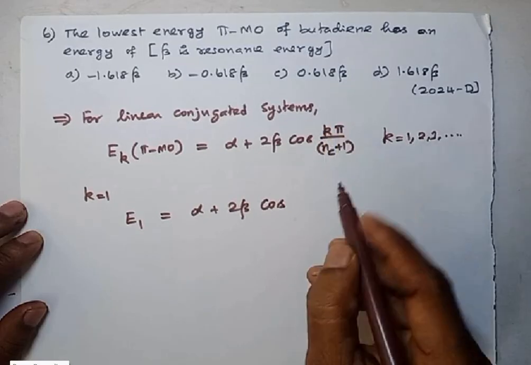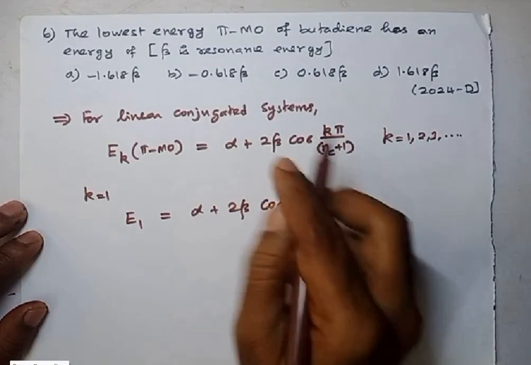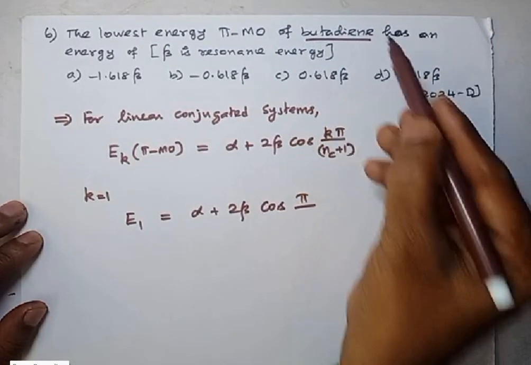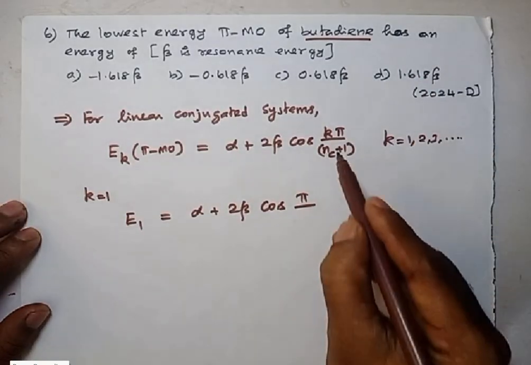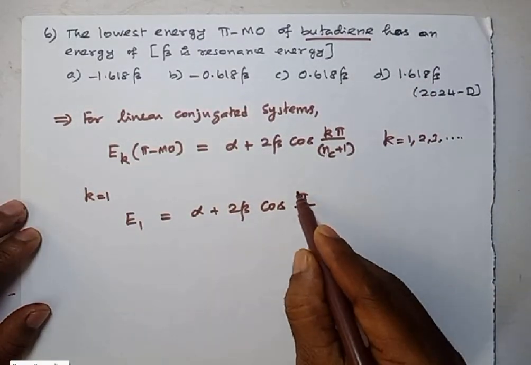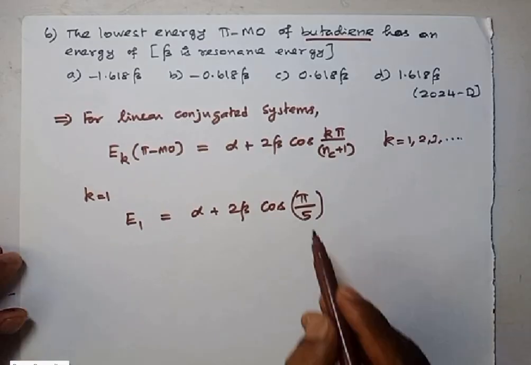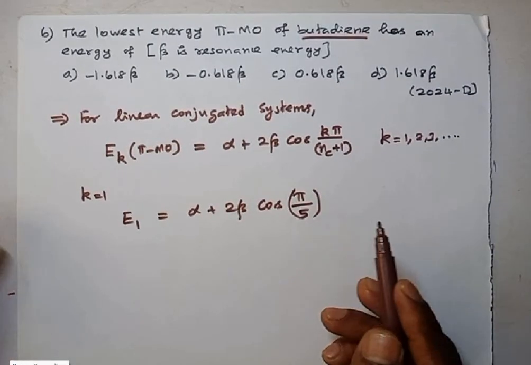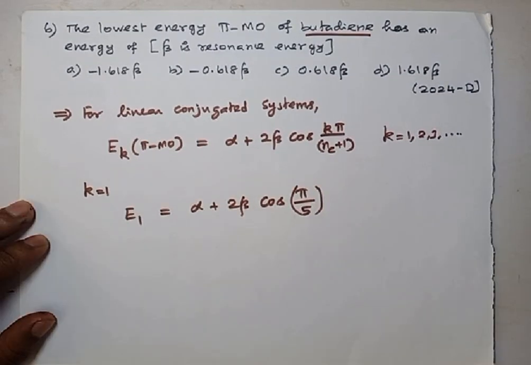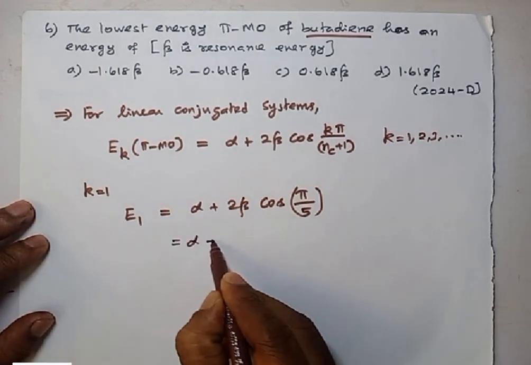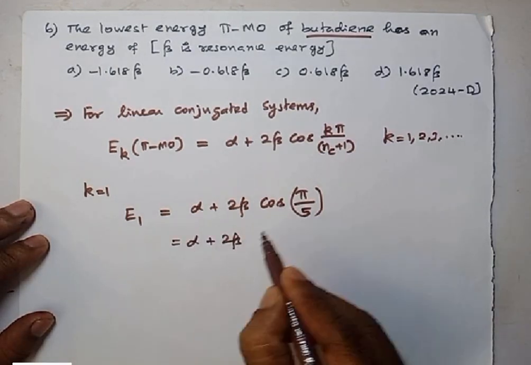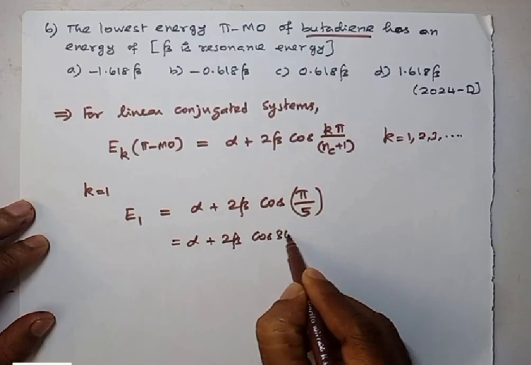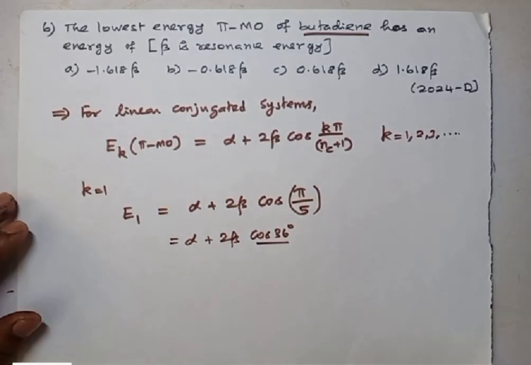1 into pi by, and it is given butadiene, so the number of carbon atoms is 4. So 4 plus 1 is 5. We need to find the cos pi by 5, right? So this is alpha plus 2 beta and cos 36 degree. We need to find this out.